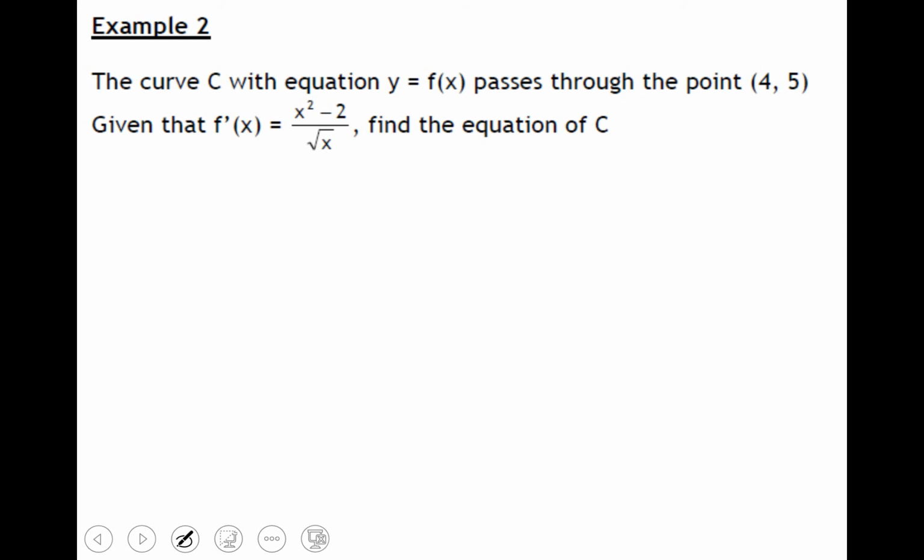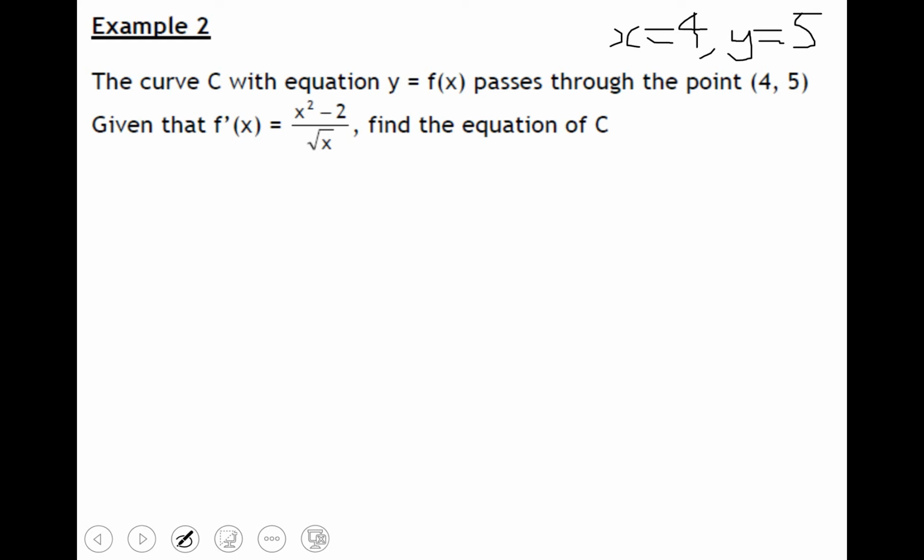Now here's a second example. The curve C of equation y equals f of x passes through the point 4, 5. So we've got in this case x equals 4, y equals 5. Given that f dash of x equals x squared minus 2 all over root x, find the equation of C.